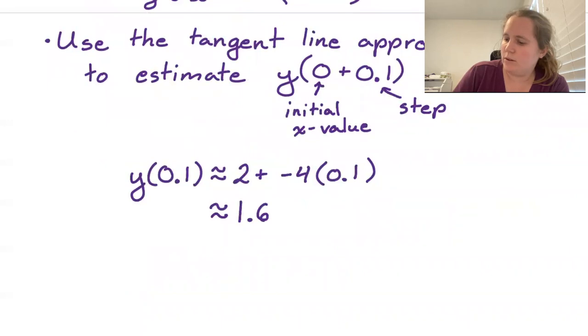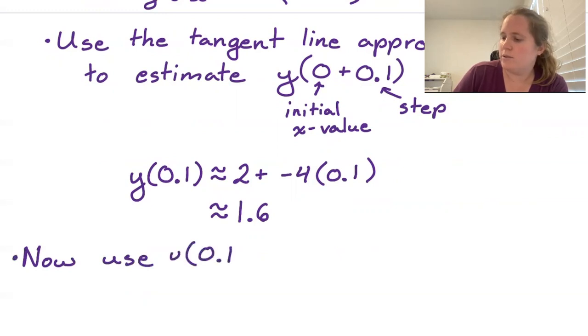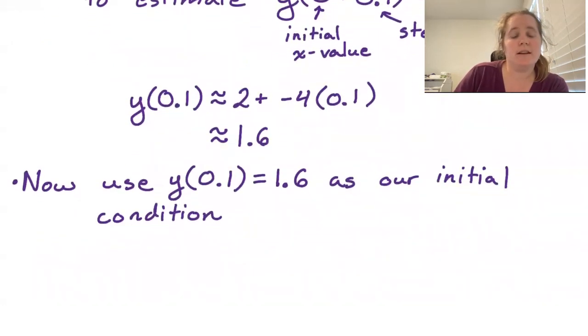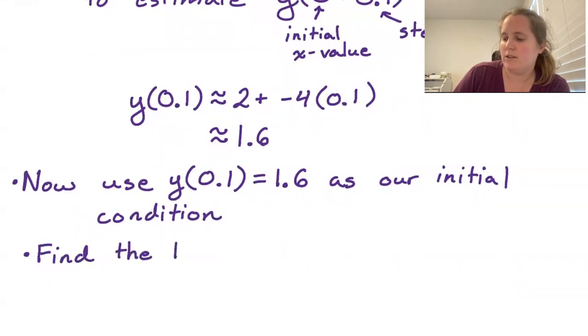So now we will use the point 0.1, or y of 0.1 is 1.6 as our initial condition. And we'll just cycle through the steps we were just using. So now we need to do the tangent line approximation for the point 0.1, 1.6. So we'll find the tangent line approximation.